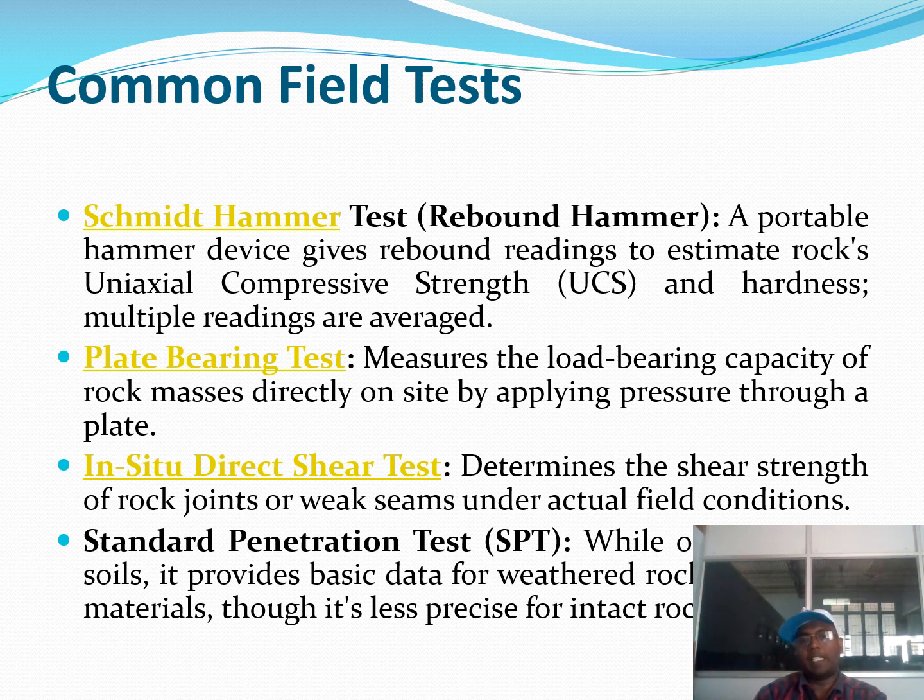Plate bearing test. It is used to measure the load bearing capacity of rock masses directly on site by applying pressure on it. Direct shear test. It is used to determine the shear strength of rock joints. SPT test. During the SPT test, it provides basic data about the weathered rock material.